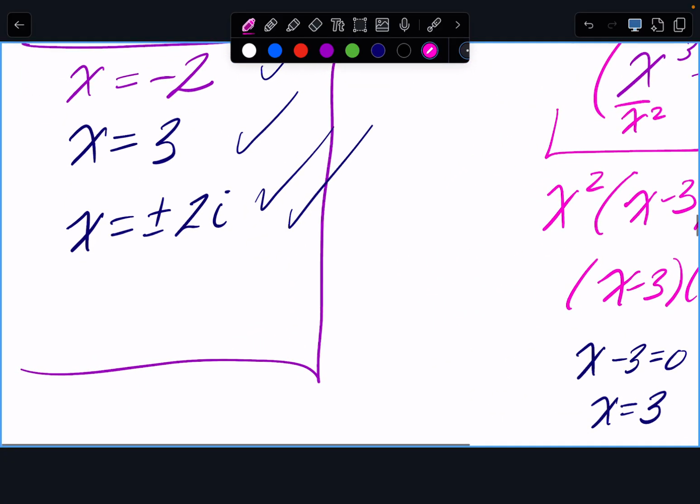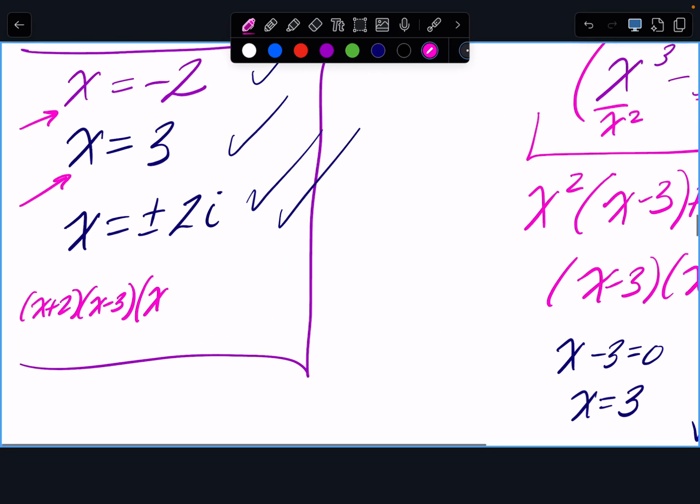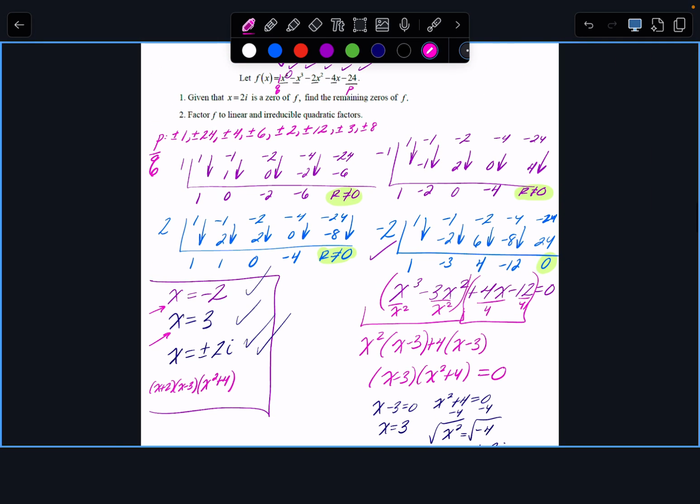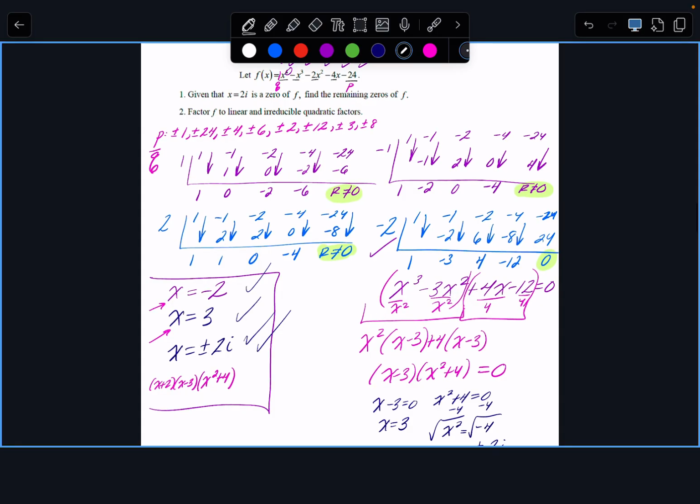So if -2 was the solution, we know x plus 2 was the factor. If x equaled 3, x minus 3 is the factor. And then it doesn't want your imaginary factors. It wants the quadratic before it was solved, which was x squared plus 4. That's a quadratic that's considered an irreducible quadratic, meaning it doesn't factor naturally with real numbers. Okay, good. So really not much different today from last time. Let's look at another one.